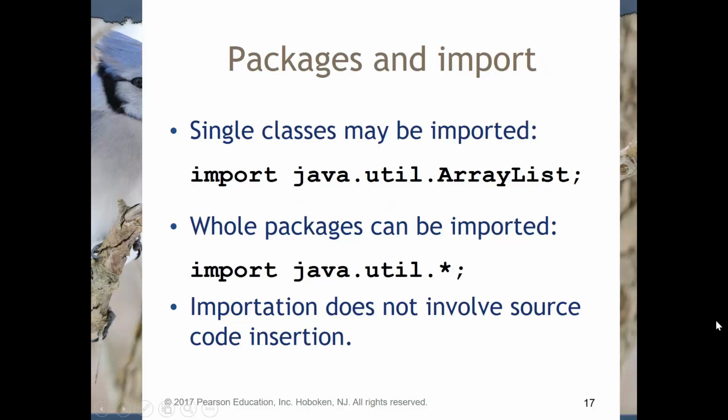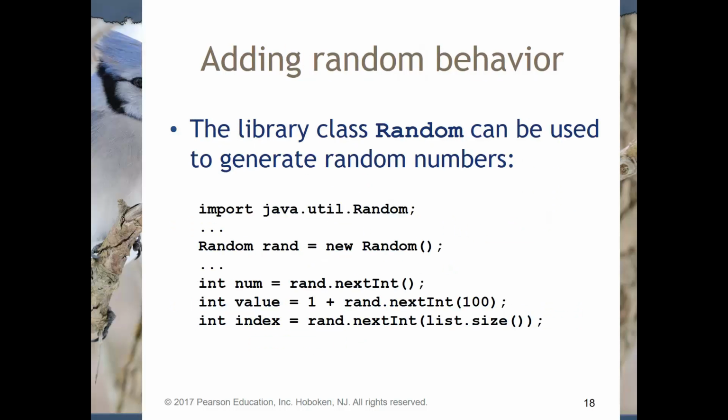You can import a single class, like here, or you can import everything in there. It doesn't really matter because it does not insert the source code; you do it, and it'll automatically pull in what it needs. From time to time, you have the need for a random number, and in this case, we're going to give you the implementation of that.